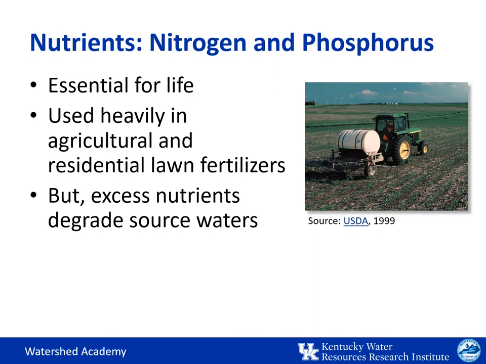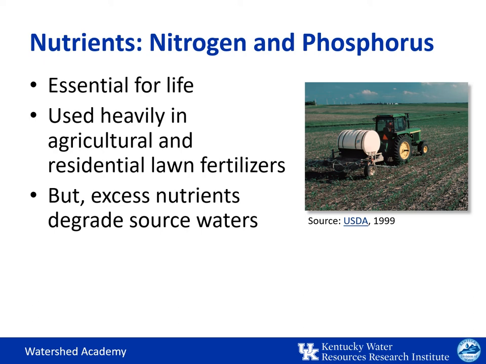Nutrients are essential for life. They are naturally present in rocks, soil, water, and organisms. Two primary nutrients are nitrogen, abbreviated as N, and phosphorus, as P. Phosphorus makes possible the transfer of cellular energy and is a component of DNA, bones, and cell membranes. Nitrogen is a component of DNA, proteins, and chlorophyll.